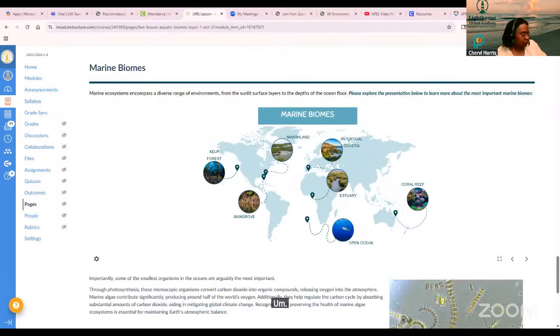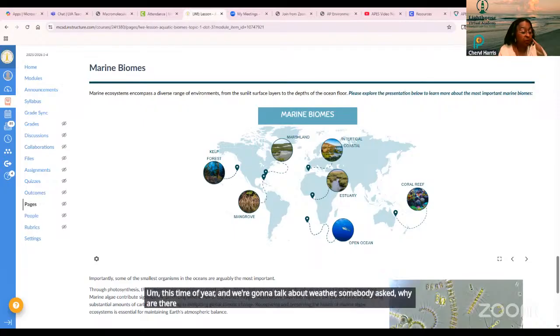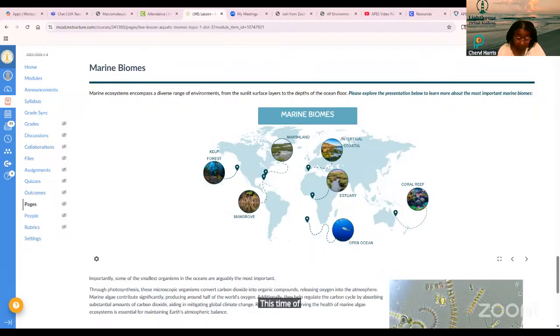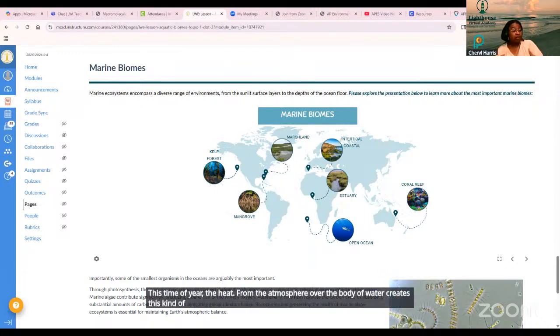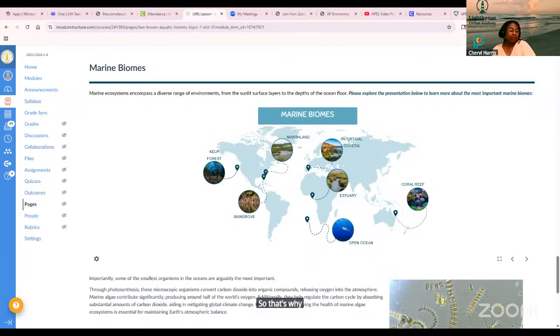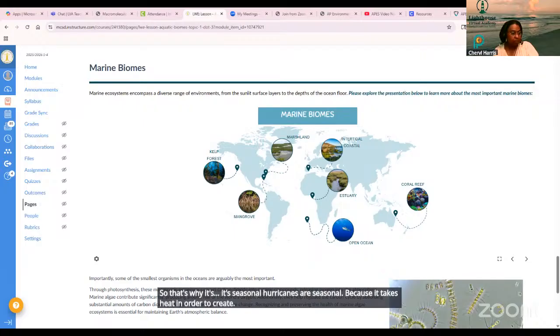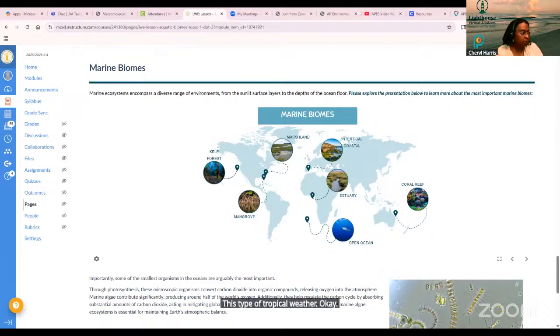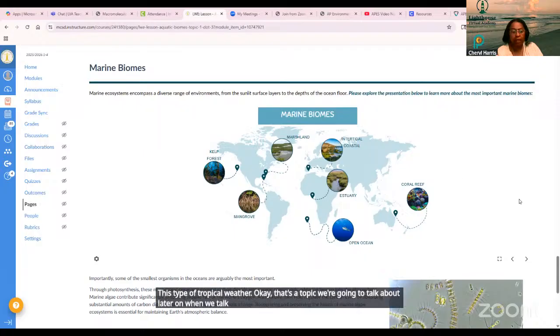This time of year, and we're going to talk about weather. Somebody asked why are there so many hurricanes. This time of year, the heat from the atmosphere over the body of water creates this kind of current in the atmosphere. So that's why it's seasonal. Hurricanes are seasonal because it takes heat in order to create this type of tropical weather. Okay. That's a topic we're going to talk about later on when we talk about climate.